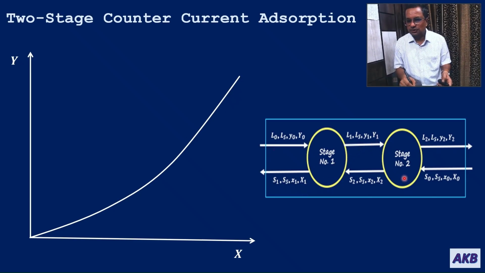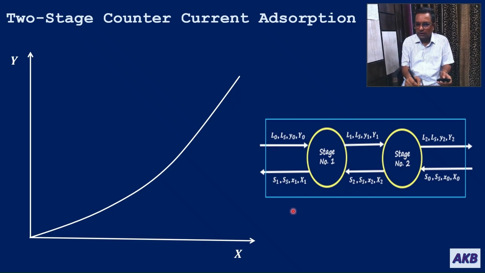Same is the case for stage 2. The leaving liquid solution has concentration of capital Y2, and the leaving adsorbent phase has a concentration of capital X2. Since the leaving phases are in equilibrium with each other, X2 will be in equilibrium with Y2. This you need to understand.